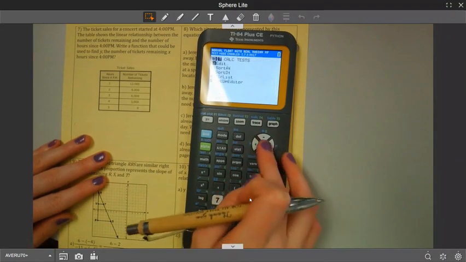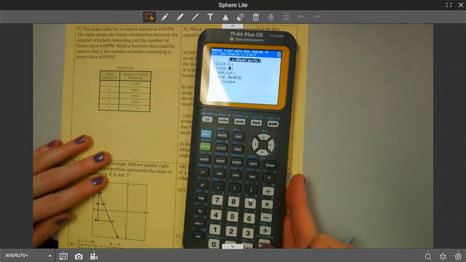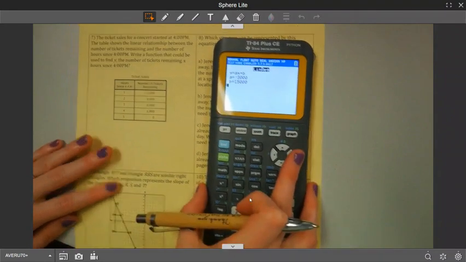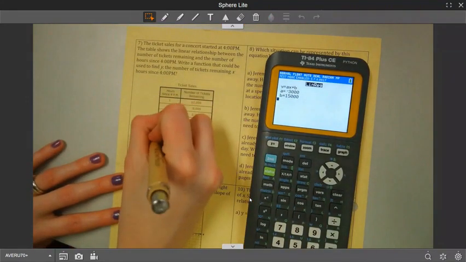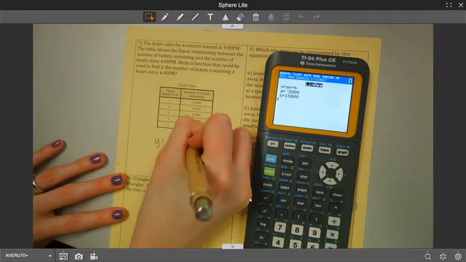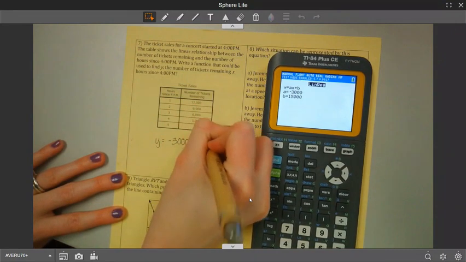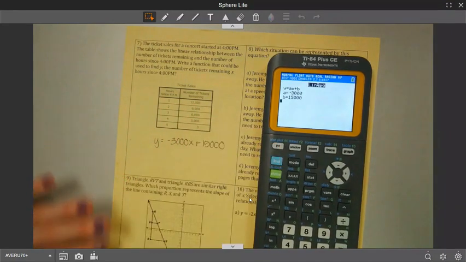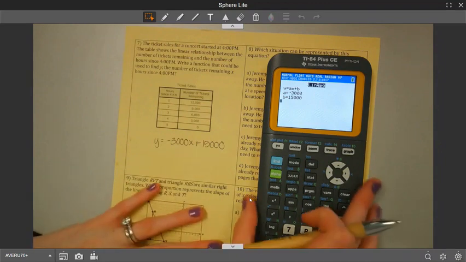Then we're going to do stat, arrow over to calc, option number 4, enter till the screen changes, and it gives me the equation. So it says y equals negative 3,000x plus 15,000. And I'm already done because I was just asked to write an equation.